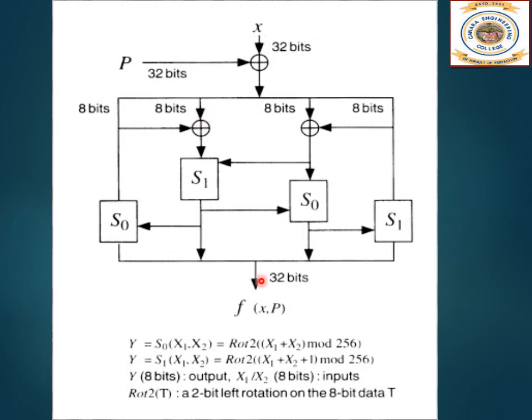This is what happens in the function f. Here you have two functions S0 and S1. So what is S0? S0 of x1 and x2 means you have to rotate. It is a 2-bit rotation of x1 plus x2 mod 256. And S1 is a 2-bit rotation of x1 plus x2 plus 1 mod 256. So these are the functions S0 and S1. This is what is happening in the function block for every 32 bits here.